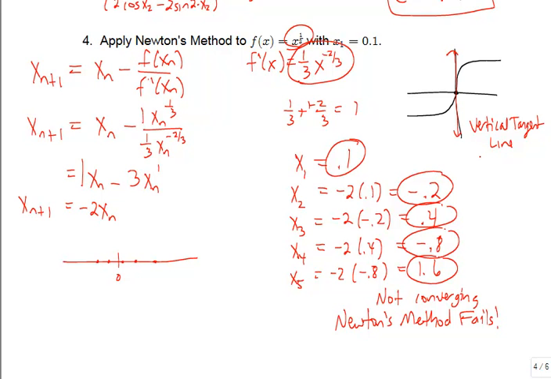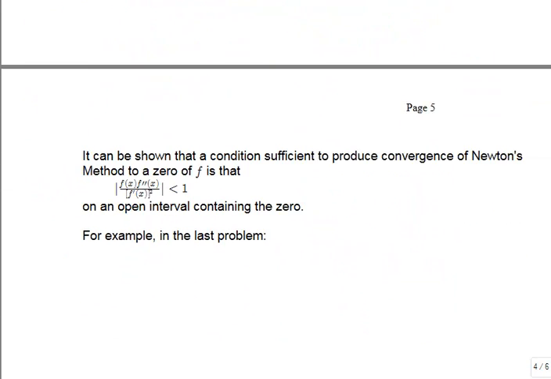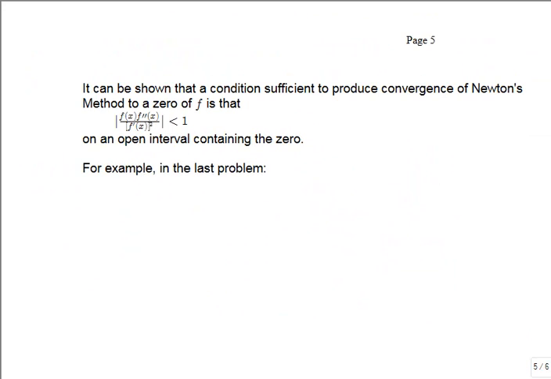is supposed to be. So there is a condition that can be shown to be sufficient to produce a convergence of Newton's method to a 0. So this is kind of like a formula that you could use to show that something will converge or not. So in the last problem, we had the function x to the 1/3. Its first derivative was 1/3 x to the negative 2/3. And what we're going to show is based on this formula, and this isn't something I would expect you to memorize, I would just expect you to know how to apply it.